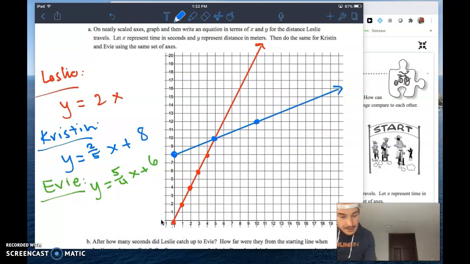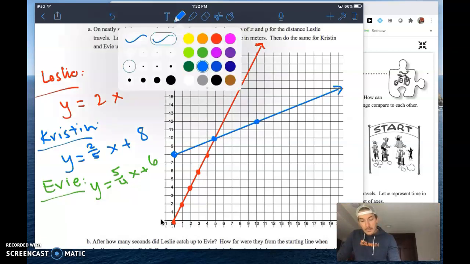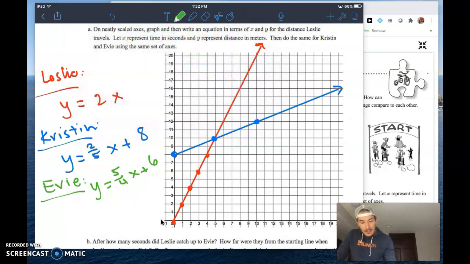Okay. And I asked you in the last video to start thinking about that. It's going to be important, and we're going to investigate why today. All right. So there's Kristen, and then finally we've got Evie in green. Evie got the 6 meter head start, and she goes, let's see, 5 meters, 1, 2, 3, 4, 5, every 1, 2, 3, 4 seconds. So here's Evie.